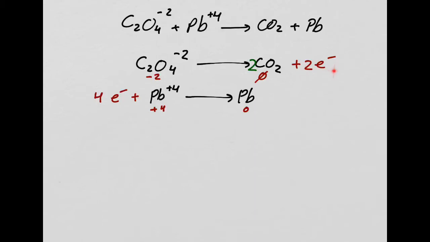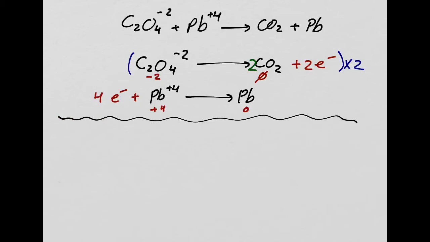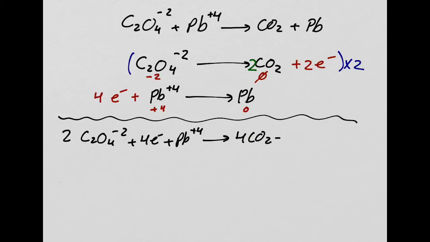Now last thing, this guy lost 2 electrons, this guy gained 4 electrons. That cannot be happening. These two have to be exactly the same. How do I make it? How about if I multiply this by 2? If I do that, this would be 4. It would match this one. Last thing to do is combine all the reactants together and combine all the products together. Don't forget to multiply this out. If I do that, I get 2C2O4 minus 2 plus 4 electrons plus Pb plus 4. Let's go to the product. 4 CO2 plus 4 electrons plus Pb.